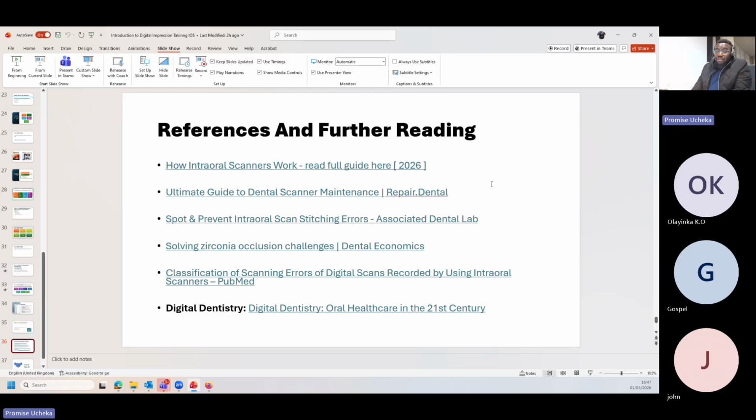So this one tells you how to maintain the dental scanner. Spot and prevent intraoral stitching error. So this one guides you on how to prevent errors. Solving zirconia occlusal challenges. Again, this is about errors. And this last article is about digital dentistry. So this will give you an introduction into digital dentistry in the 21st century.